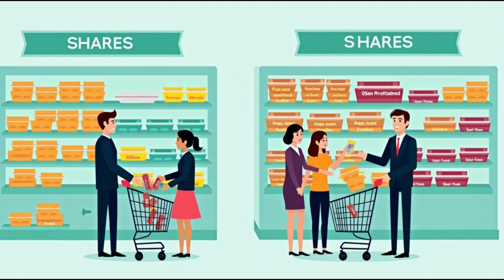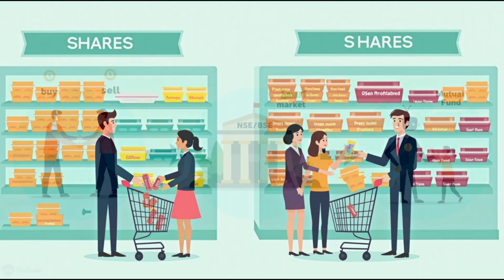But maybe you're not sure which fruits are the best, or you don't have time. So, you give your money to an expert fruit buyer, mutual fund manager. They go to the same fruit market, stock market, and buy the best mix of fruits, shares, for you. You just enjoy the result, and if the fruits become more valuable, share prices rise, your money grows. In one line, a mutual fund invests your money in the share market, which works through the stock market.